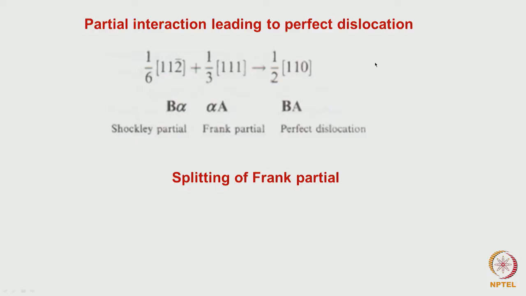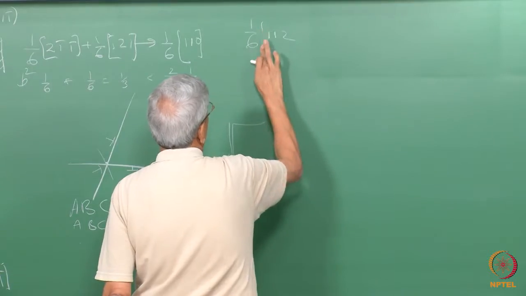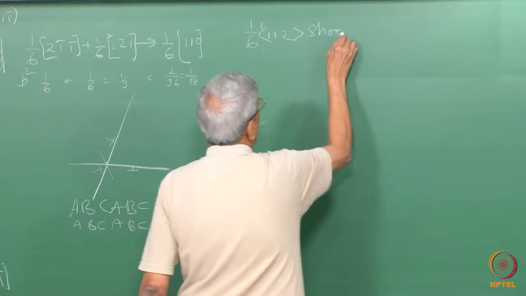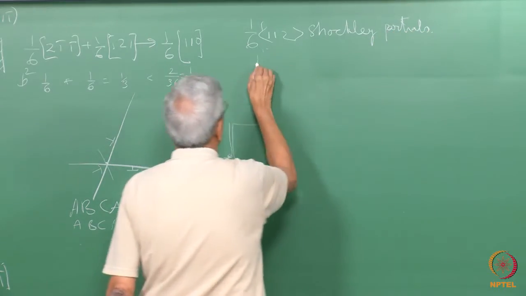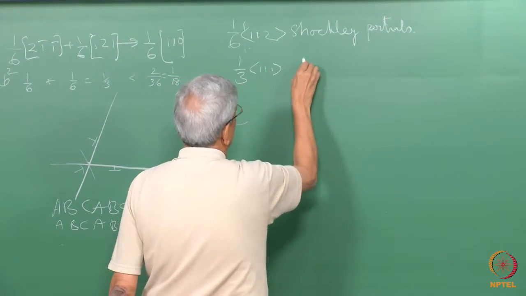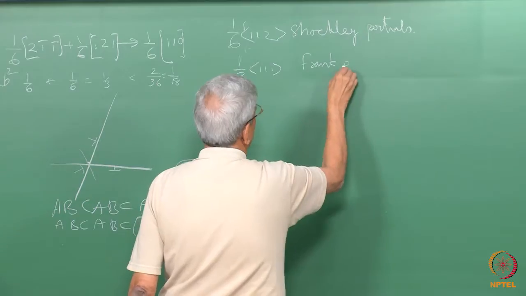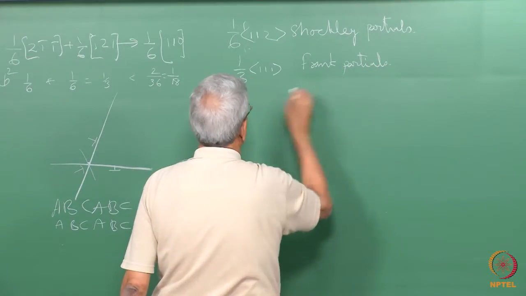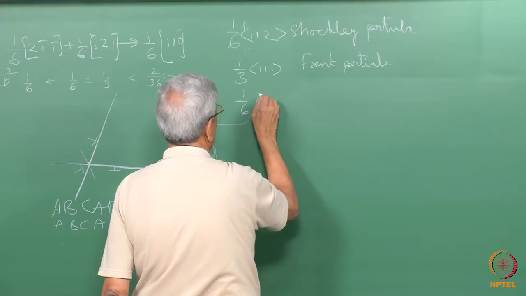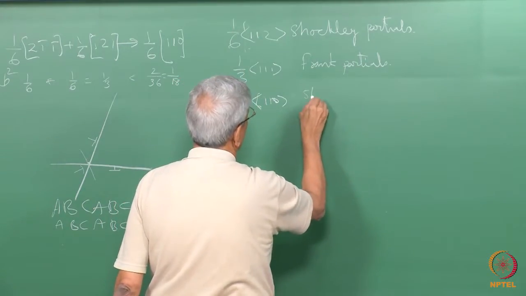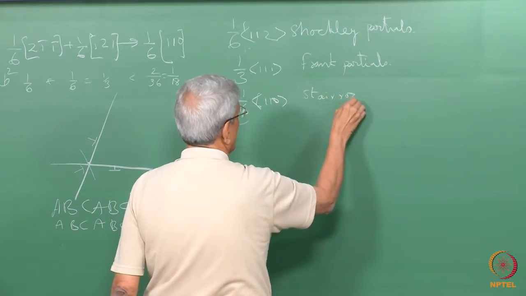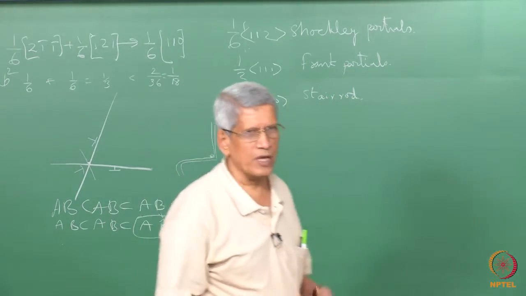So far we considered partials, and these partials are called Shockley partials. That is, all partials of 1/6 <112> type are called Shockley partials. 1/3 <111> type are called Frank partials. Then 1/6 <110> type are called stair rod. There are 1/3 also, and many different names are being given.